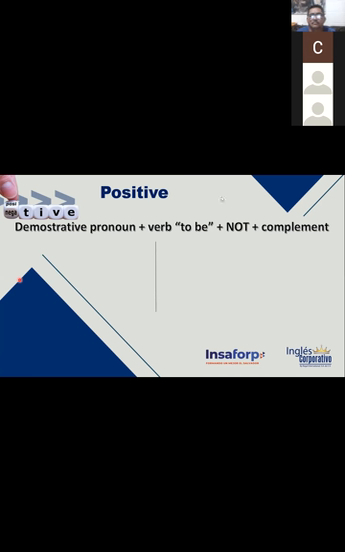There's another way, hay otra forma de poder pasar these ones from positive to negative. My bad here, aquí dice positive, pero debería decir negative. Ahí es problema de redacción que tuve ahí. So my apologies. Las disculpas del caso. So, ¿cómo hacemos una negativa? Easy. We just follow the pattern or the formula, and the formula says demonstrative pronoun, this, that, verb be, plus the word not, más la palabra not, and complement.